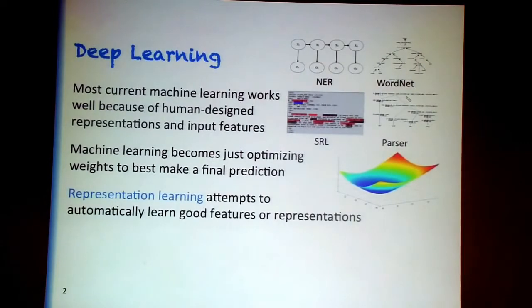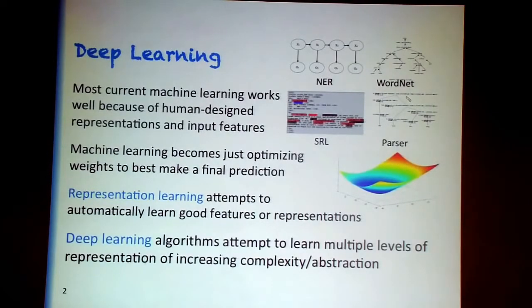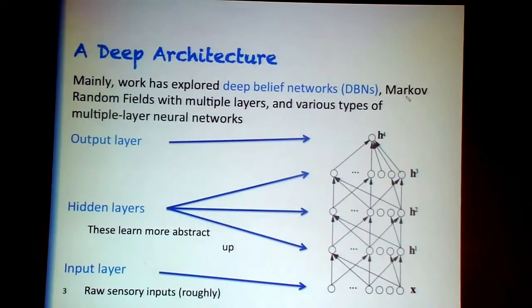In contrast to that, the burgeoning area of representation learning is the field of attempting to automatically learn good features and representations, to move machine learning to doing much more. Within that general area, deep learning in particular is the approach of attempting to learn multiple levels of representation of increasing abstraction and complexity. So this is a canonical picture of what deep learning systems look like. At the bottom, we have an input layer, which we think of as roughly raw sensory inputs, maybe not quite in fact, but roughly.